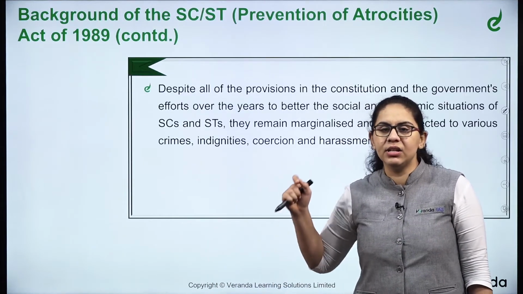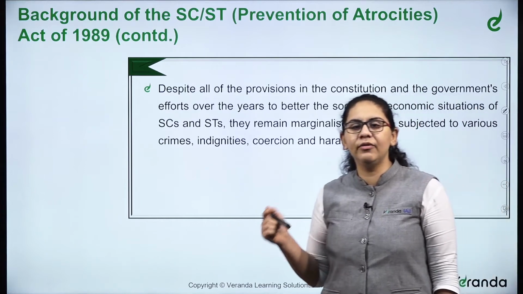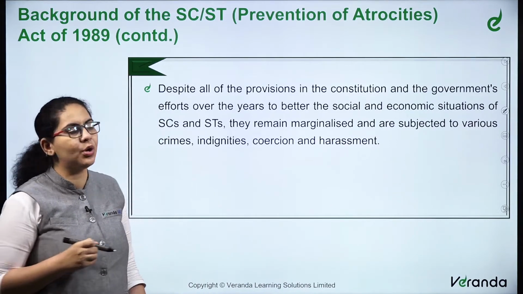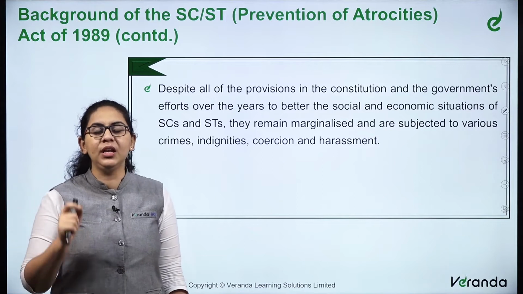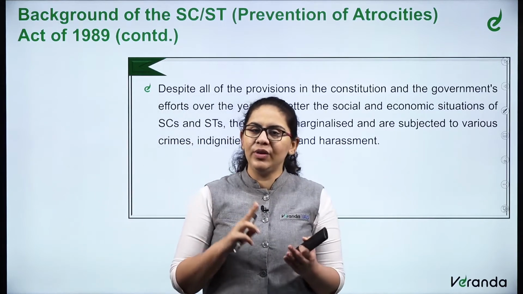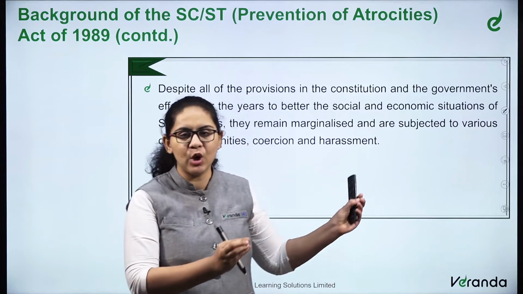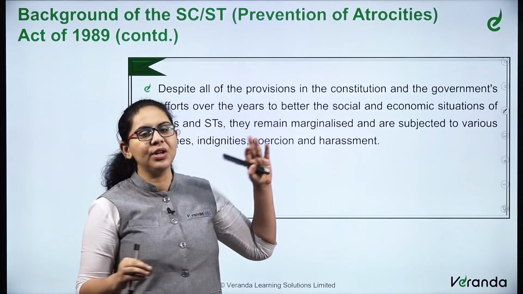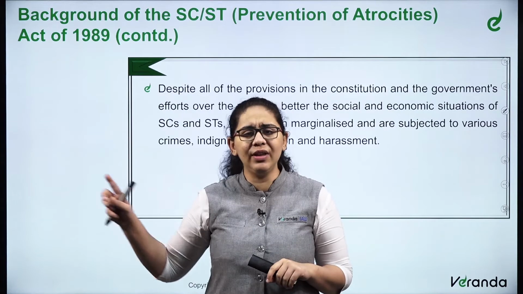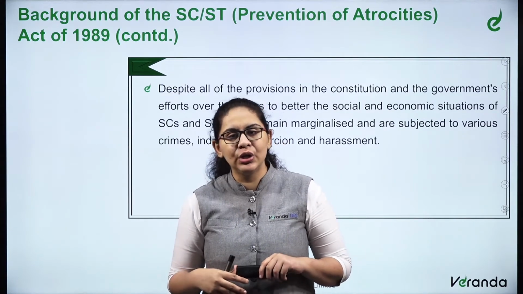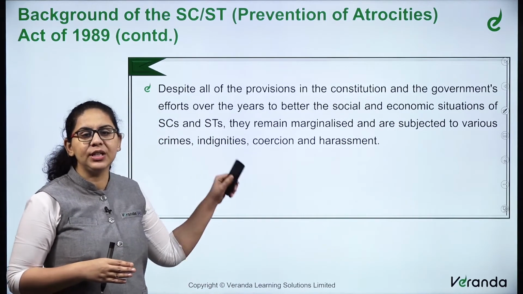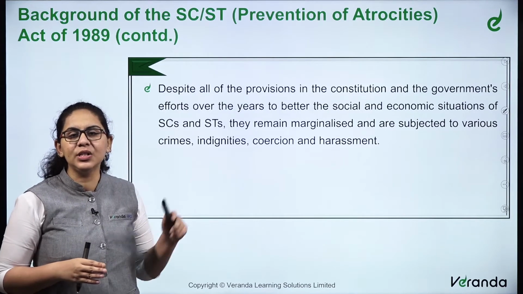Next in this series is that, despite all the provisions in the Constitution and the government efforts over the years to better the social and economic situations of SCs and STs, they remain marginalized. We saw that we made laws, we got independence, we wrote our constitution. In the constitution we said everyone is equal. We said there will be no untouchability. Even after that we saw that they are very far behind in the race of development. So they are still marginalized, still economically backward, and are subjected to various crimes, indignities, coercion and harassment.